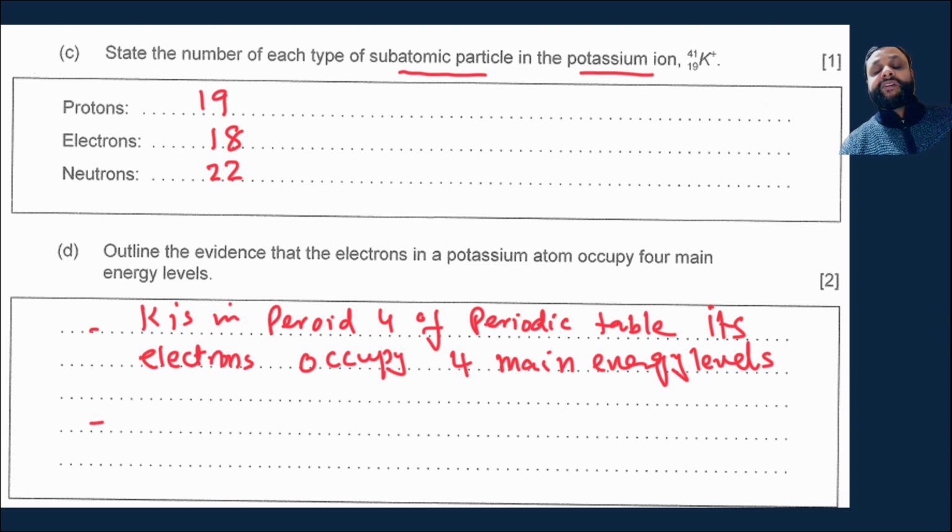For the second mark, I'll write the electron configuration of the potassium atom. Potassium has 19 electrons, so we'll have 1s2, 2s2, 2p6, 3s2, 3p6, and 4s1.